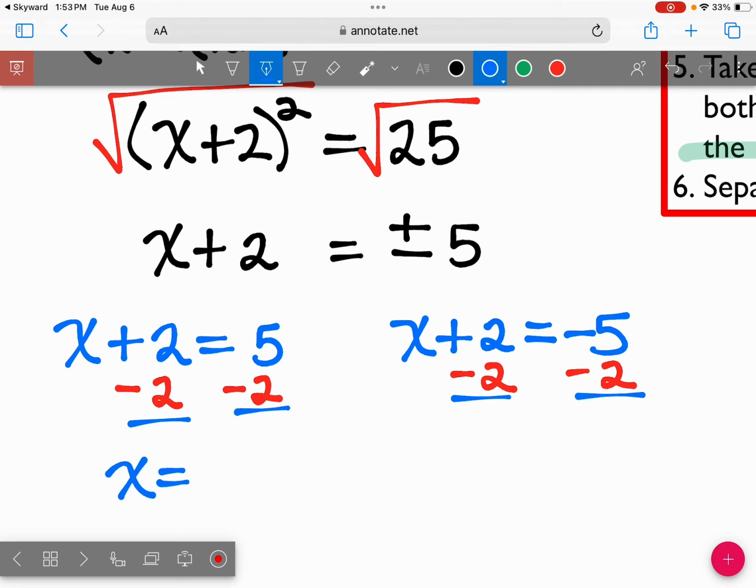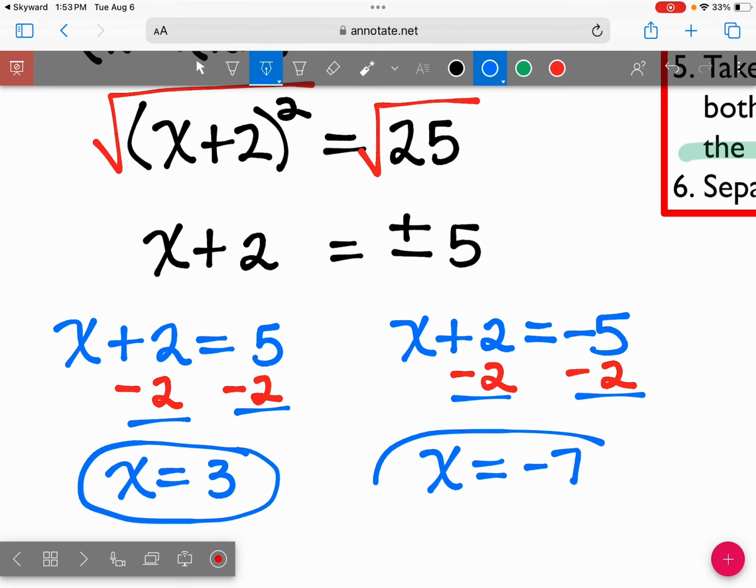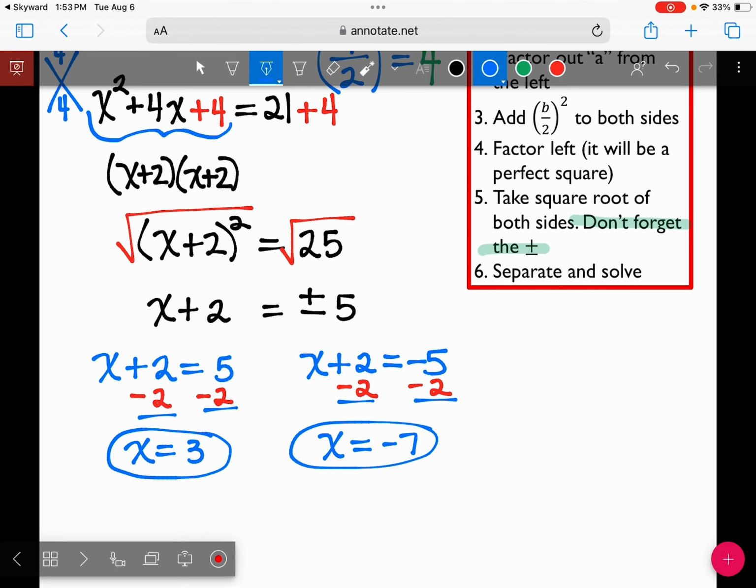So x equals 3 and x equals negative 7. So that is the third method.